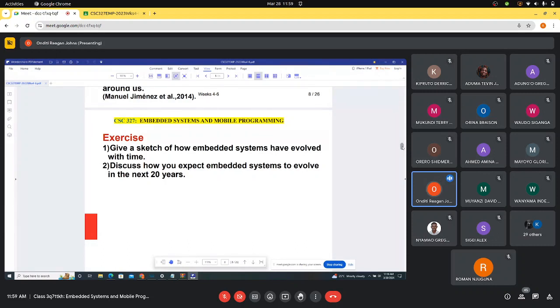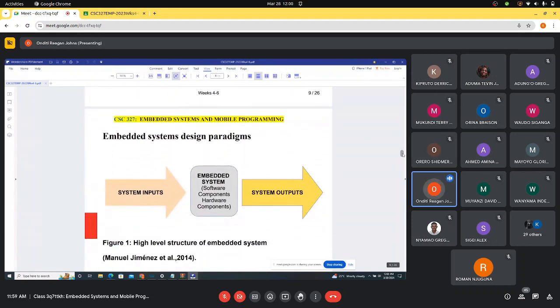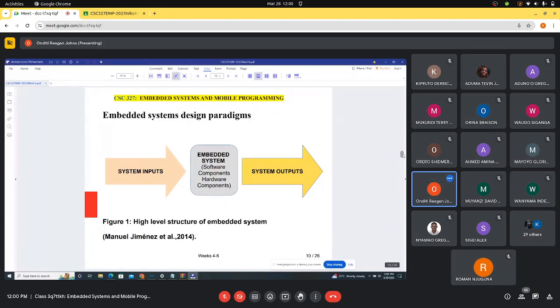Okay, so I'll continue and look at the embedded system design and paradigm. So basically, an embedded system has what you call the input-output components: the mouse, the keyboards, the sensors, and so on. This is what we refer to as the system inputs. Embedded systems also have what we call software. So the embedded software components, hardware components come in there. This is where we have the microcontrollers, the ROM, the RAM, and so on. And then the output is the system output.